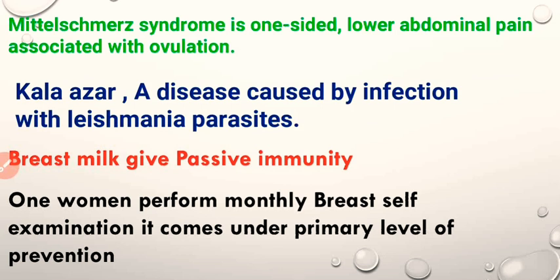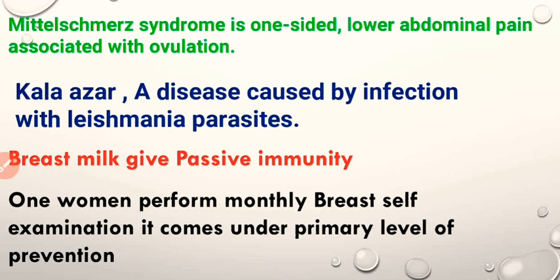Primordial prevention is the absence of risk factors, and it mainly includes mass education. Then the primary level of prevention is where risk factors are present, and the main goal is to minimize the risk factors by health promotion and specific protection. Specific protection includes immunization, chemoprophylactic drugs, use of a helmet, seat belt and condom. These are included in specific protection.